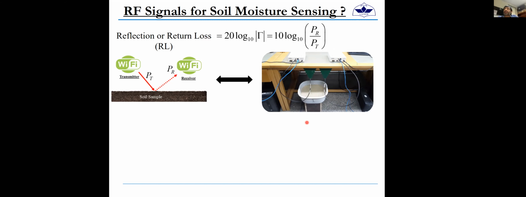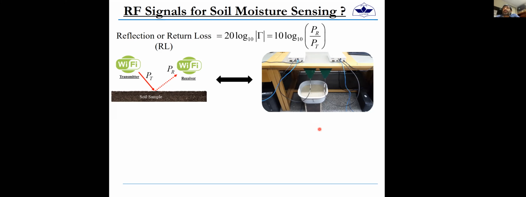If that is known to us, what is unknown? We want to see if this volumetric water content of the soil is varied. अगर मैं इसको change करूं from one bucket to another bucket, we had actually 4 to 5 buckets. So how does this reflection or return loss behave? How does it change? Is there any particular pattern which it is going to follow?